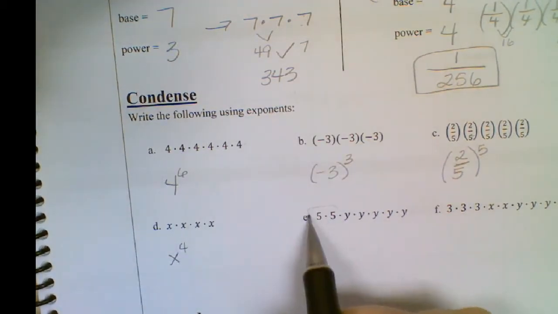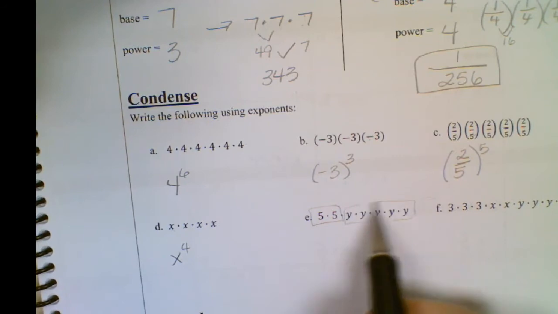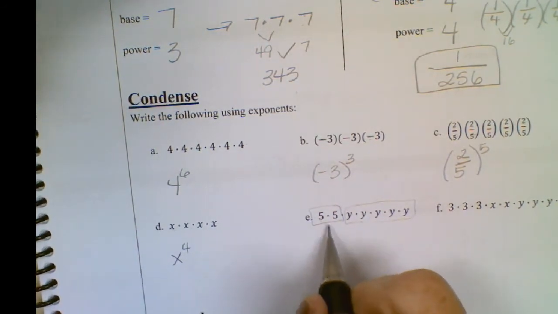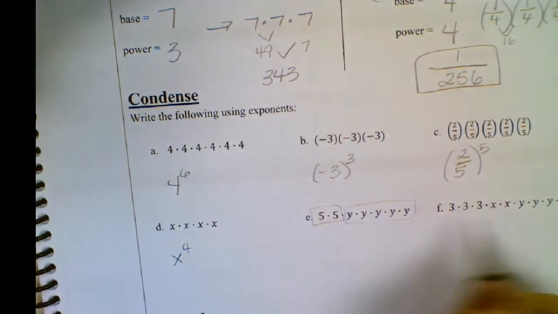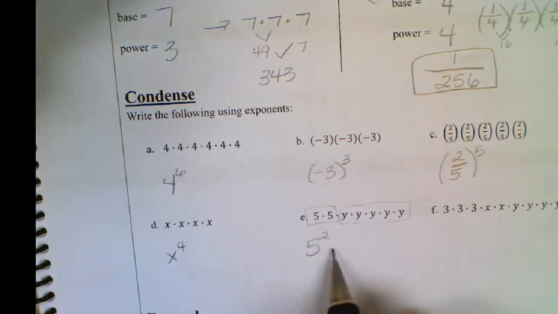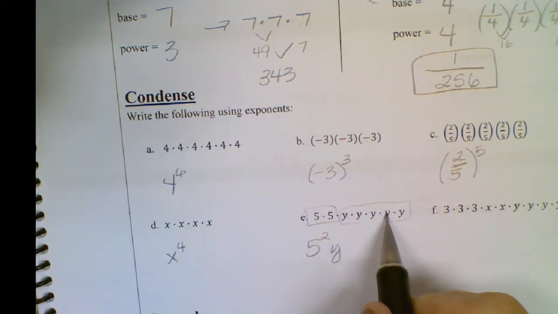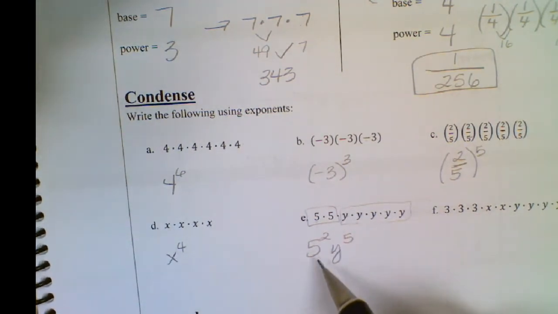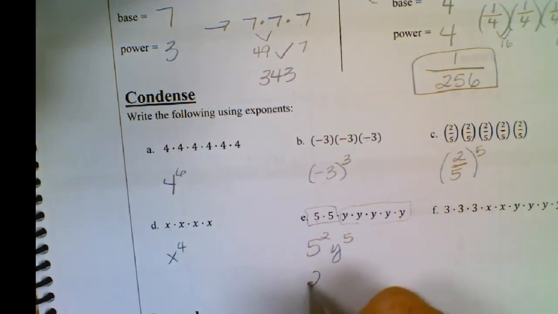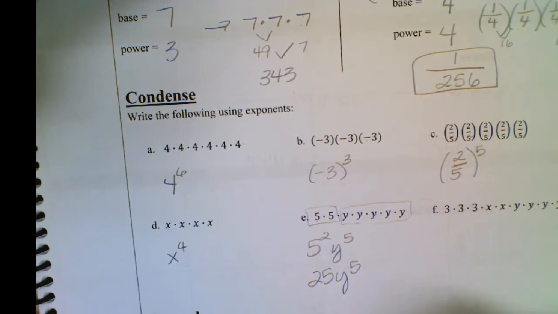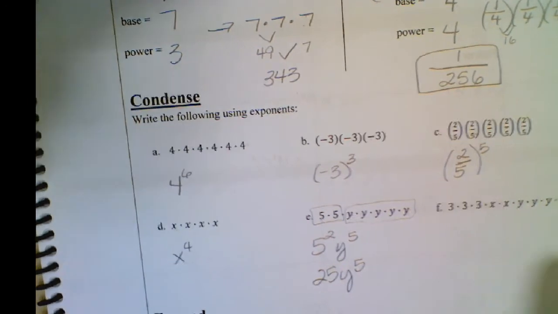Now here you've got 2 different bases going on, okay? And there's a different amount of them. So the way I want you to write that is one at a time. Deal with your coefficients and deal with each individual variable, okay? So I've got 2 5s, and I've got 1, 2, 3, 4, 5 y's. Now I am going to expect you to multiply this out at some point. We can do that pretty easily. 5 squared is just 25. So my completely simplified correct answer would be 25y to the 5th.